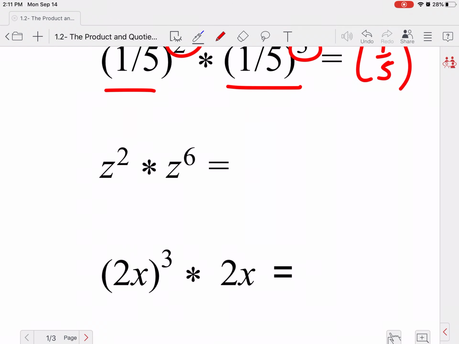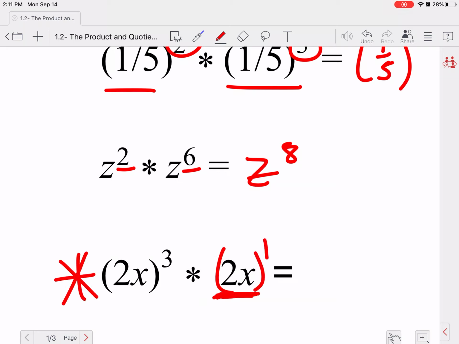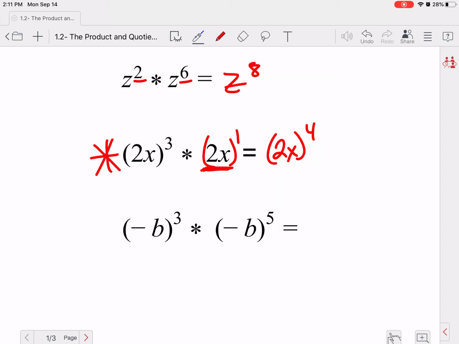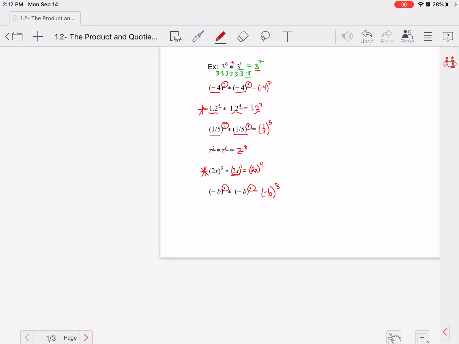All right, z squared times z to the 6th would be z to the 2 plus 6, which would be 8. Again, remember that when we just have something by itself, this is to the 1 power. So go ahead and try this one for me. And this should be 2x to the 4th. We want to make sure that 2x is in parentheses because the 2x is in both pieces. Otherwise, we wouldn't be putting the 2 to the 4th power. Same thing with b's: we would have negative b to the 3 plus 5, which would be 8.